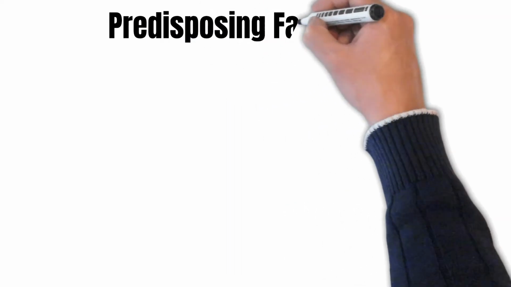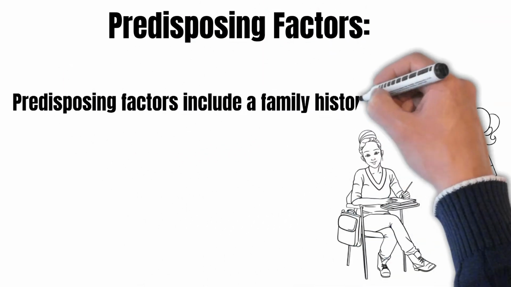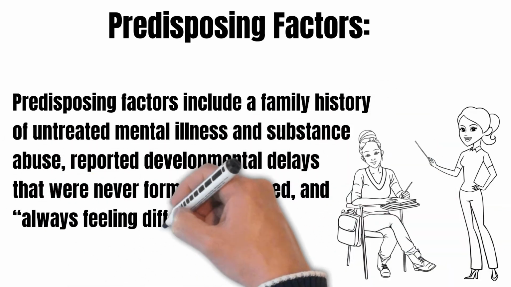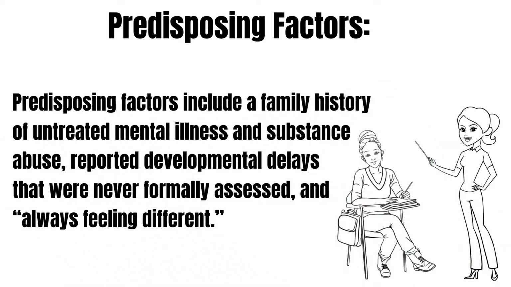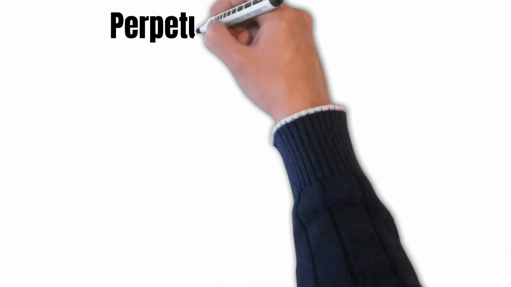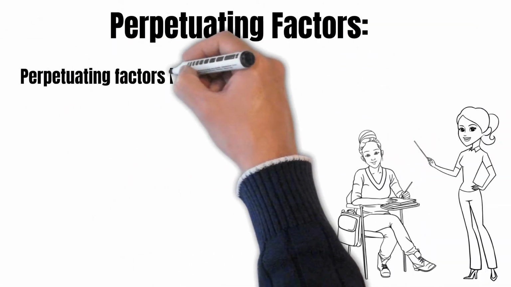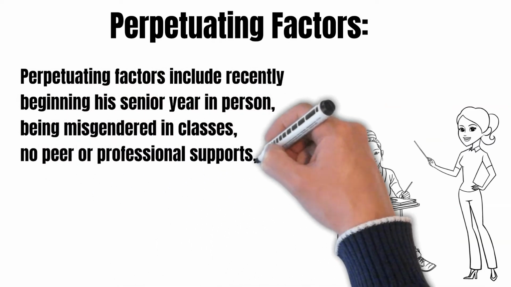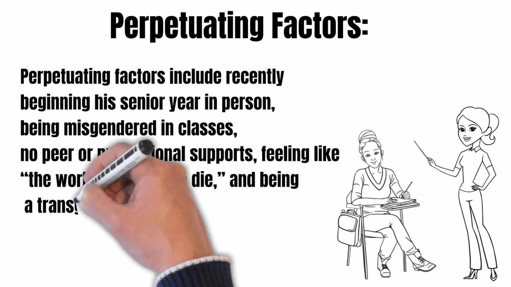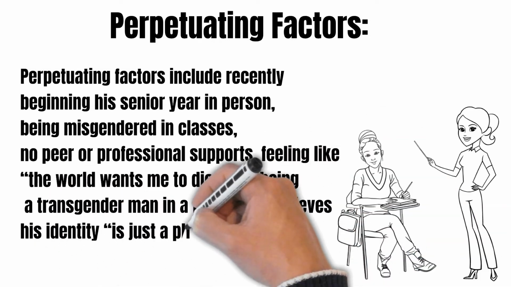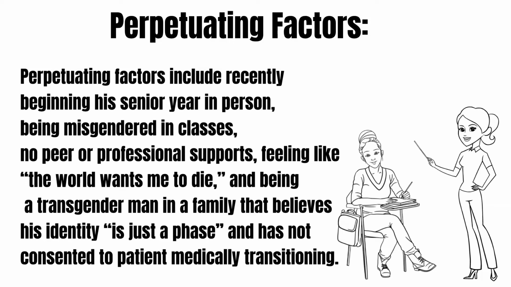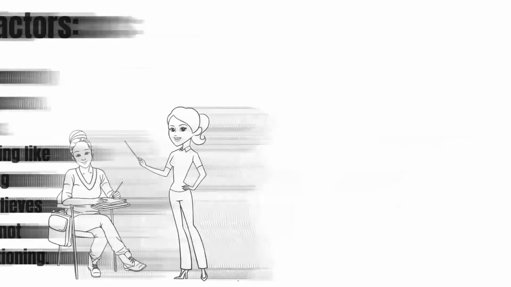Predisposing factors include a family history of untreated mental illness and substance abuse, reported developmental delays that were never formally assessed, and patient reporting always feeling different. Perpetuating factors include recently beginning his senior year in person, being misgendered in class, no peer or professional supports, feeling like the world wants him to die, and being a transgender man in a family that believes his identity is just a phase and has not consented to patient medically transitioning.